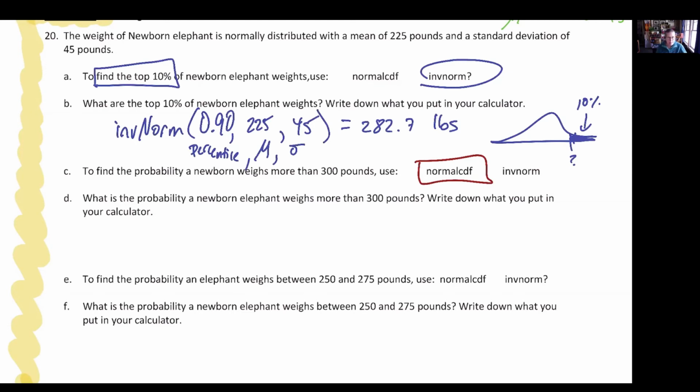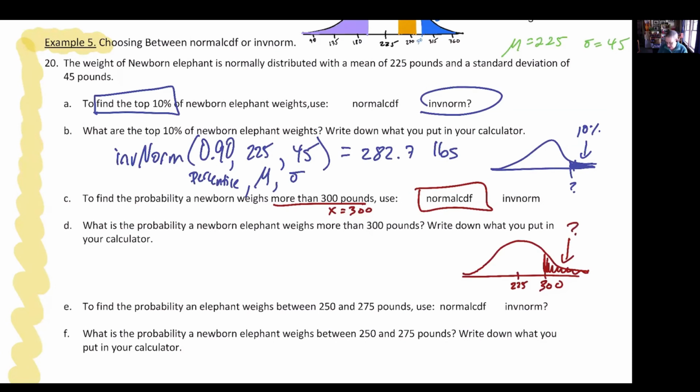More than 300 pounds. That's one of them for sure, because here you're told an X value. Here's my 300, and what I want to find is there. You could also notice that it says find the probability, which is another cue. What you can remember is here I'm given a percentage. That's what tells you it's inverse norm. But if I'm asked to find the probability or find the percentage, that's when we're doing normal CDF.